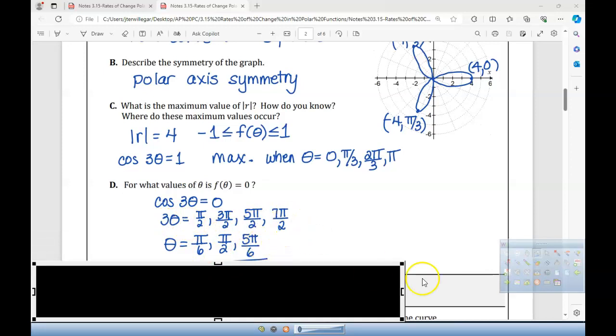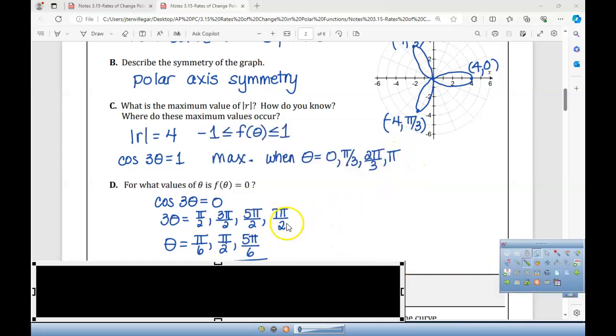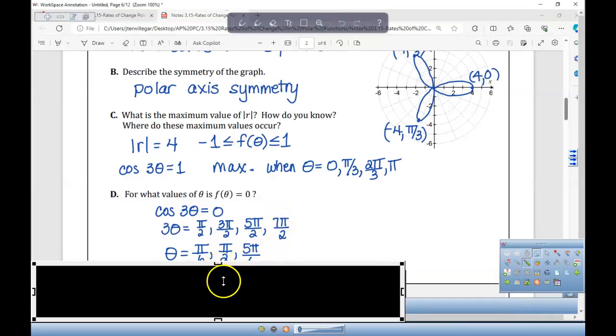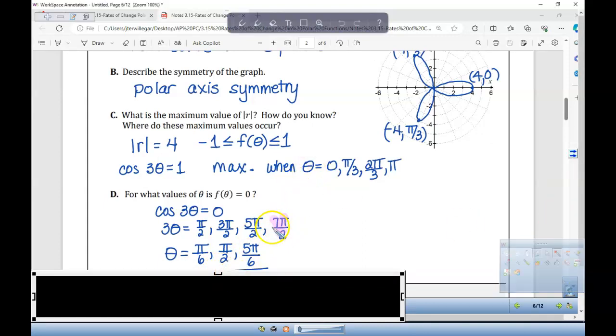And then I get rid of any that are out of the domain. So where'd the 7 pi over 2 go? Well, that becomes 7 pi over 6. And 7 pi over 6 is bigger than pi, and that's not part of the domain we restricted, so we get rid of it. Okay? That'll give us a start.